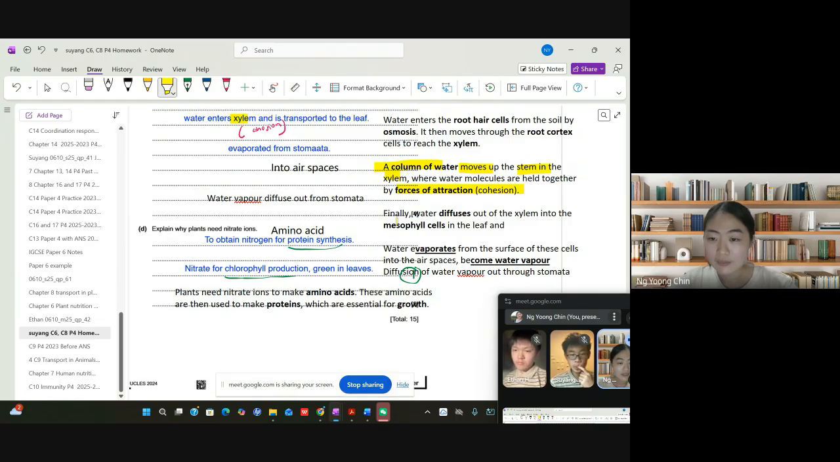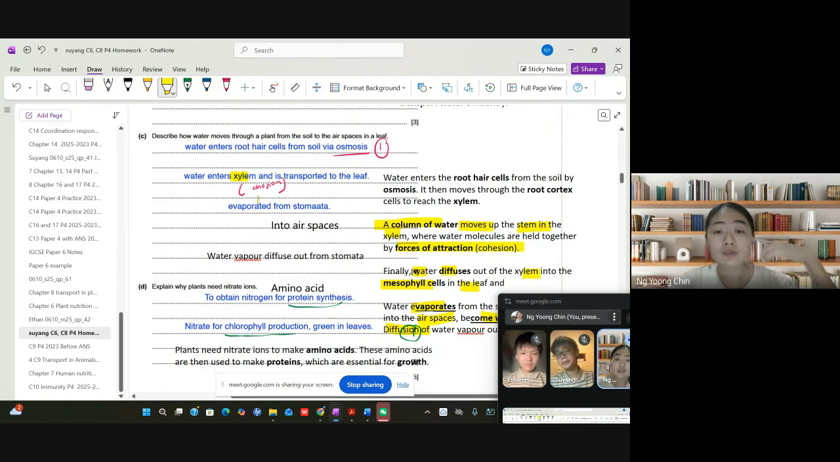Finally, the water will just diffuse out of the xylem into the mesophyll cell in the leaf. This process is osmosis. Later, the water will evaporate from the surface of the mesophyll cell into the airspace and become water vapor. Diffusion will occur, because now it is water vapor, so it will allow the release of water vapor through the stomata.